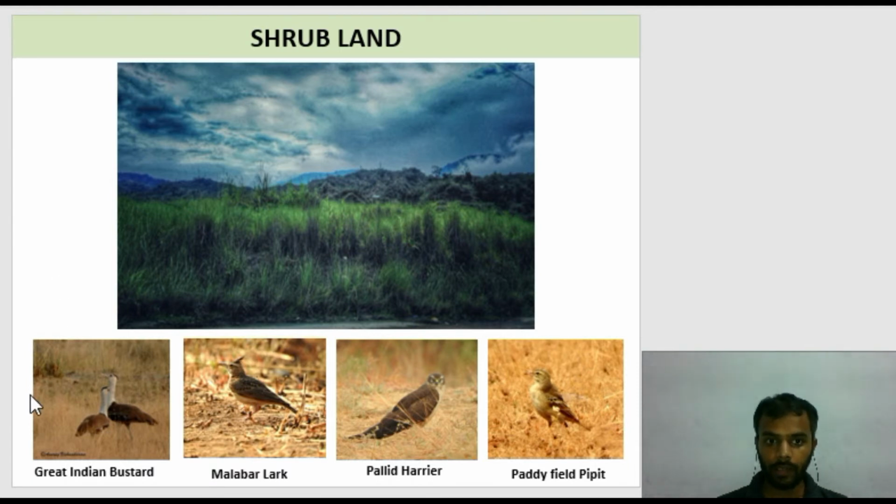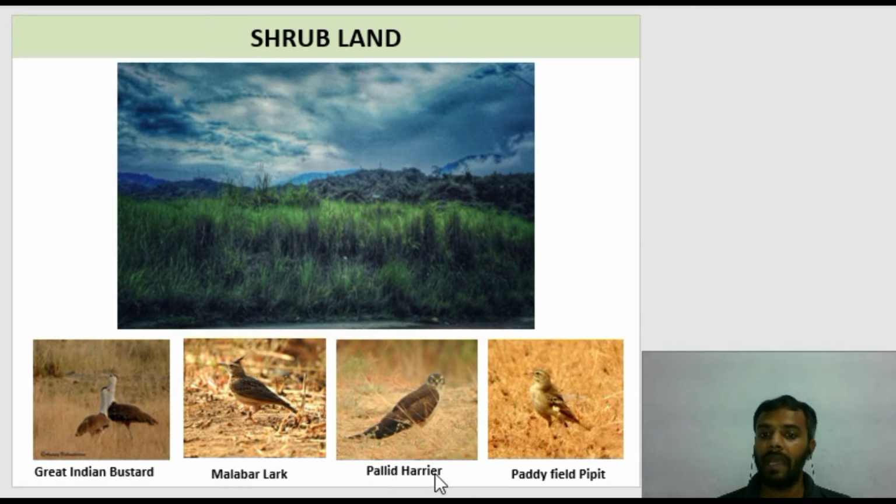So here I have mentioned some of the species. The first is Great Indian Bustard. It is a critically endangered bird found in Desert National Park. It's a totally grassland species. The second one is Malabar lark. It's an endemic species of the Western Ghats. It is also a grassland shrubland species.